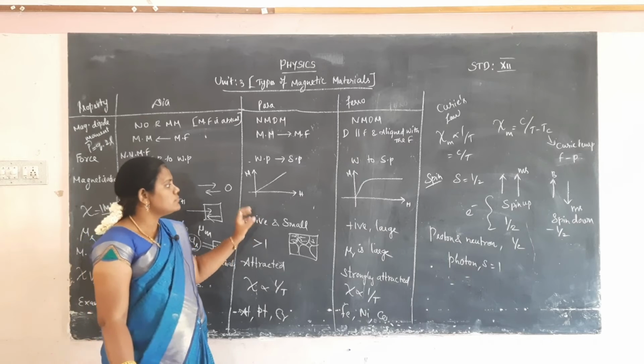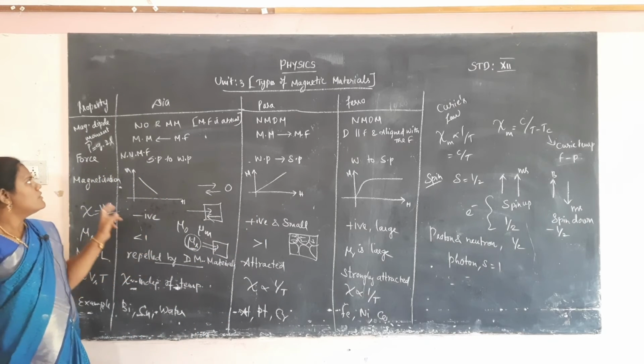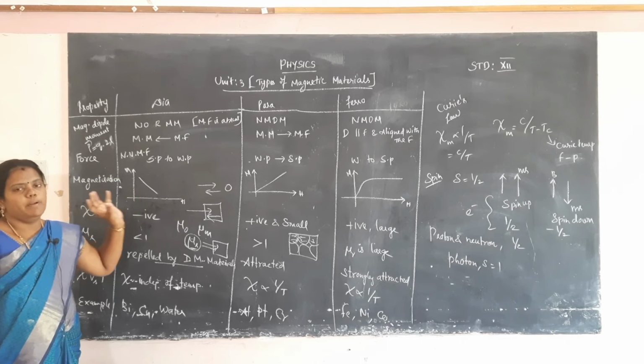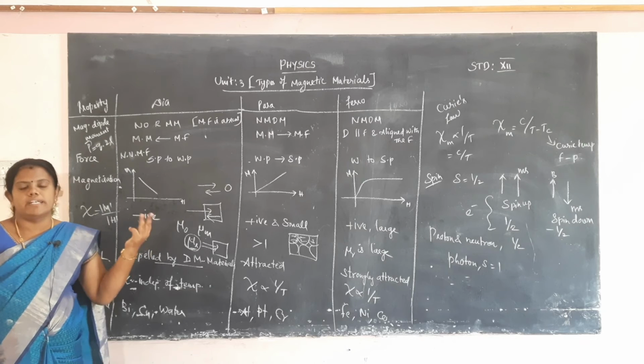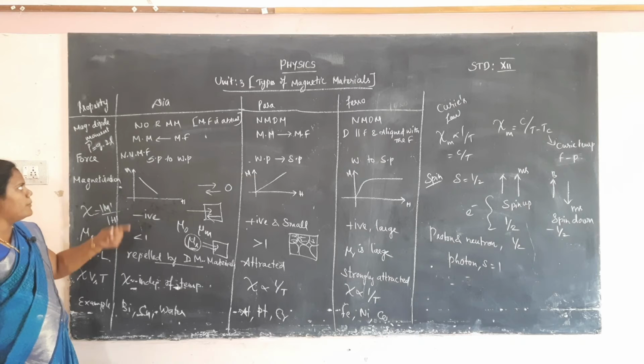Okay, then again I tell all the points. First, diamagnetic material means the magnetic power will be low. Materials are classified into three: dia, para and ferro. So the first property is the magnetic dipole moment.